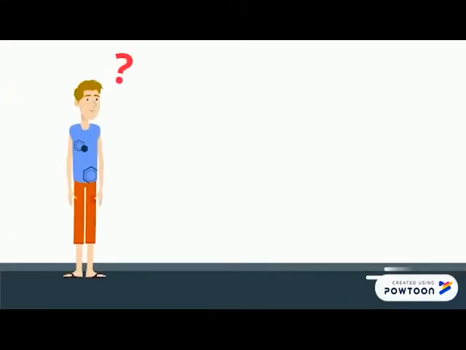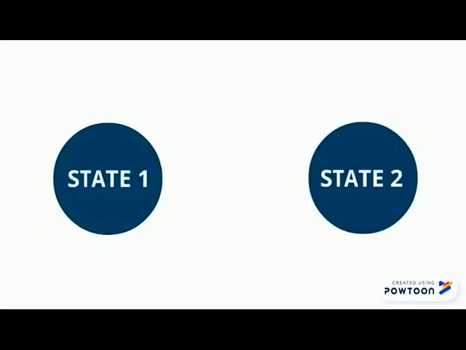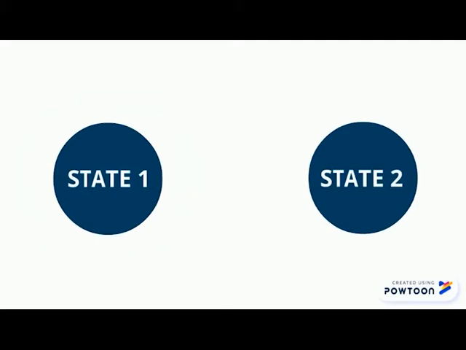Okay, so that might be a little bit hard. So let me explain it further. Imagine a machine where there are only two states, and the machine can only be in one state at a time. Normally, the machine will stay in a certain state. It will remain in this state until something triggers it.